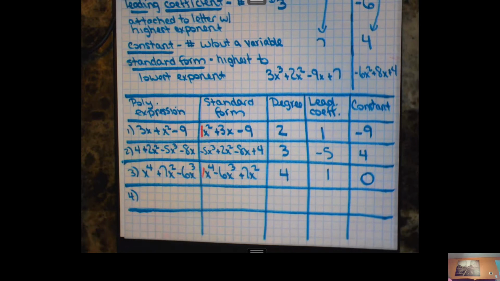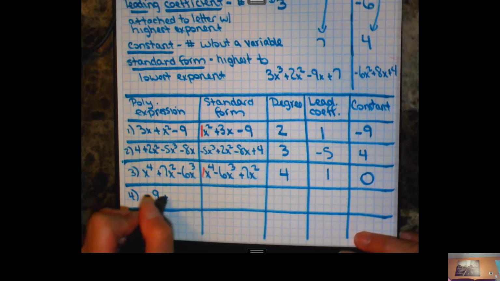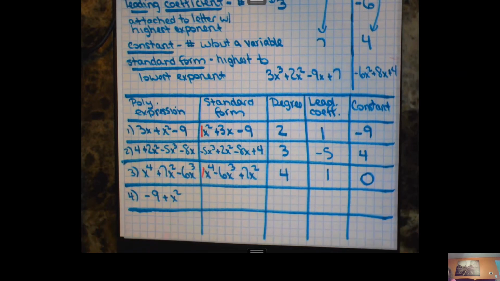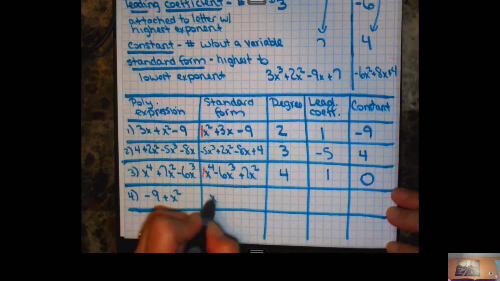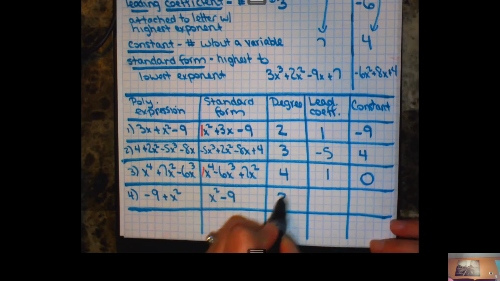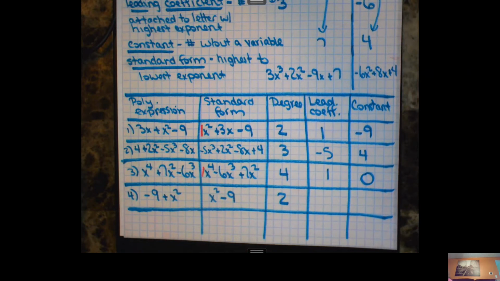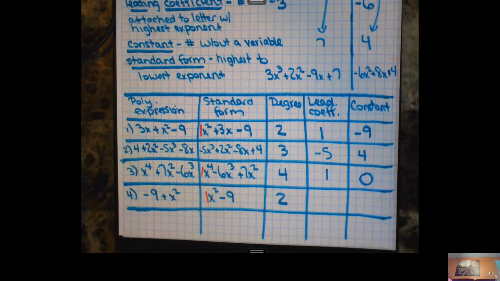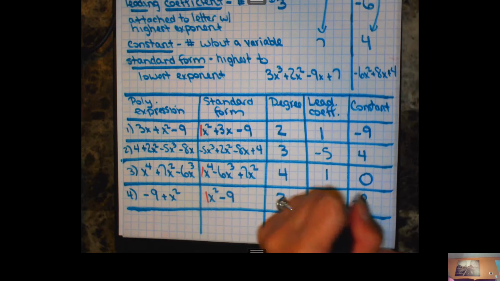Number 4, negative 9 plus x squared. Pause the video if you like. Standard form, highest exponent goes first, x squared. The only thing that's left is this negative 9, so minus 9. Our degree is 2 because that's the highest exponent. Our leading coefficient is the number in front of it, that's 1. And our constant is the number at the end without a letter, that would be negative 9.